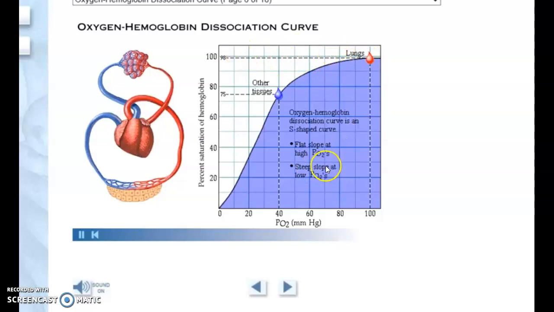At our steep slope, though, notice how steep this is, then we're going to have our low. Notice that this drops much quicker between 40 and 20 than it did between 100 and 80, even though it's still just 20 millimeters of mercury either way. We didn't lose much saturation here, but we lost a lot of saturation going from this point to that point.